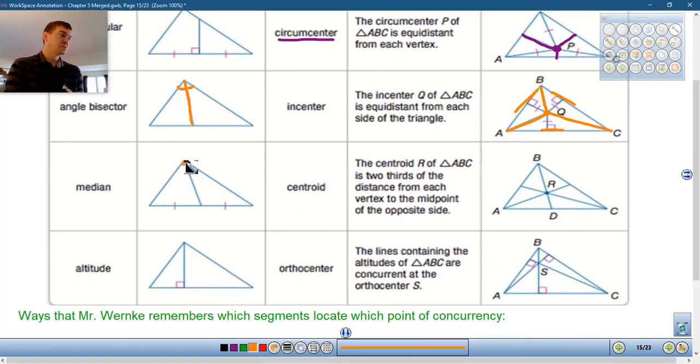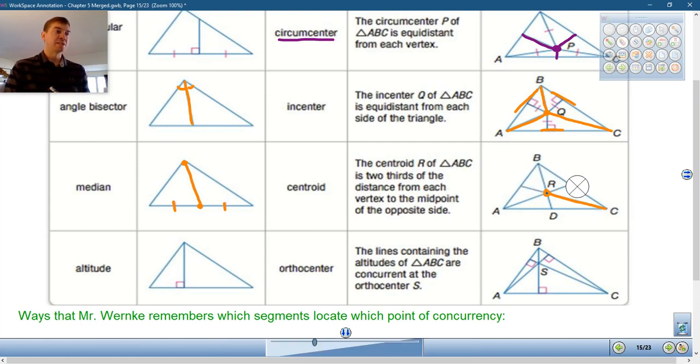This is what a median looks like. It starts at a vertex and it goes to the midpoint. Based on those hash marks, I know that that's the middle. When I draw all three medians, I have found the centroid. The centroid is 2/3 of the way across from the vertex to the other side. So if this is 8, then this would be 4, and then the total would be 12.